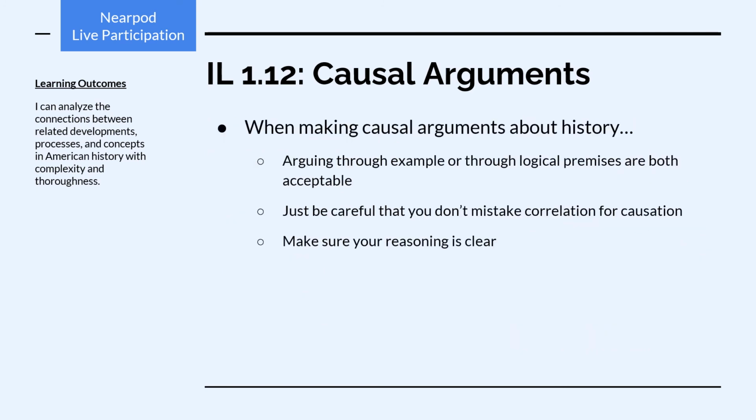When making causal arguments about history, arguing through example or through logical premises are both acceptable, and oftentimes you have to use a blend of both. You just want to be careful that you don't mistake correlation for causation or accidentally mix up cause for effect, and always make sure that your reasoning is clear.